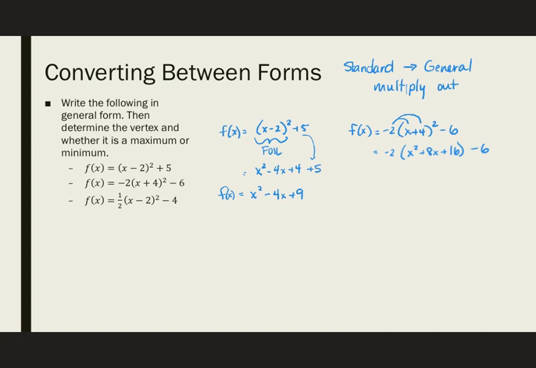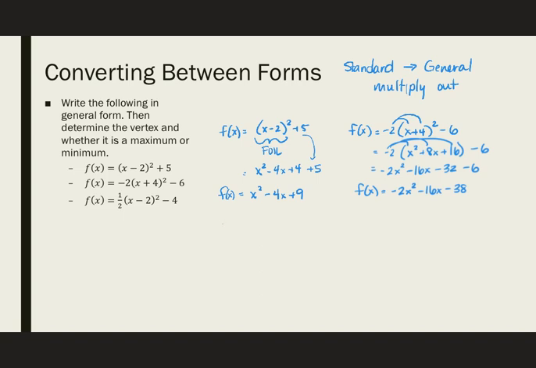And then now I can distribute it through. And another really common mistake is to put that 2 on this minus 6 at the end. It only goes to the parenthesis that it's touching. Okay, so don't multiply it by the minus 6. So I have negative 2x squared minus 16x minus 32 minus 6. So f of x is negative 2x squared minus 16x minus 38.